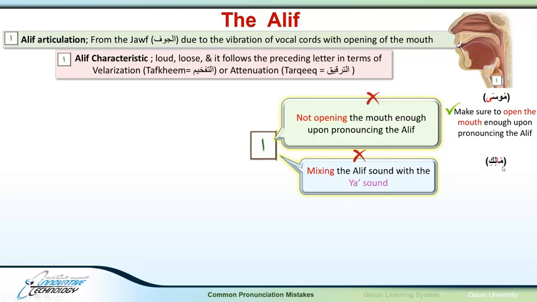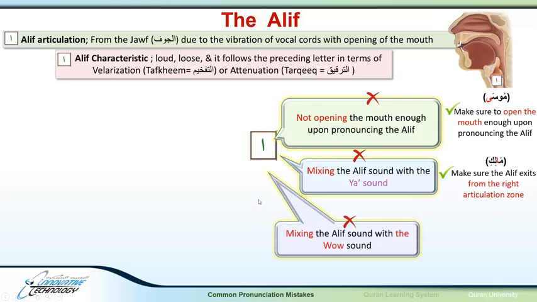The second mistake is mixing the alif with the sound of the ya. For example, the mistake is Maliki, sounding like an A in English, while it should sound like an A. So A is wrong, A is right. The proper way of pronouncing it is Maliki. So you have to make sure the alif exits from the right articulation zone of the alif, and don't mix that with the A. Maliki is wrong, Maliki is right.